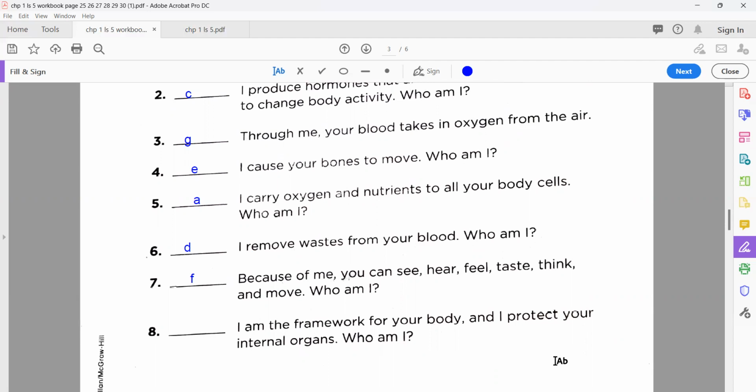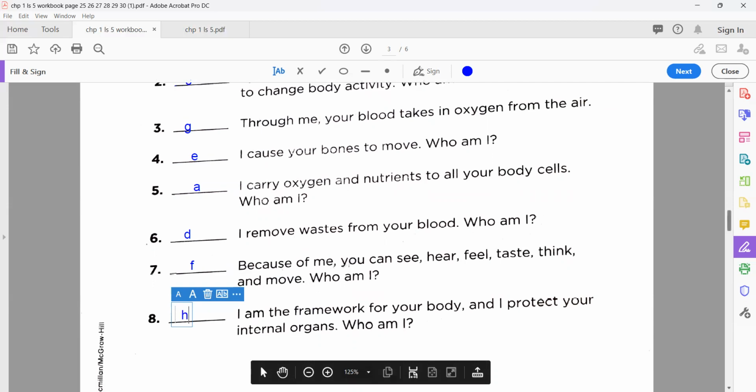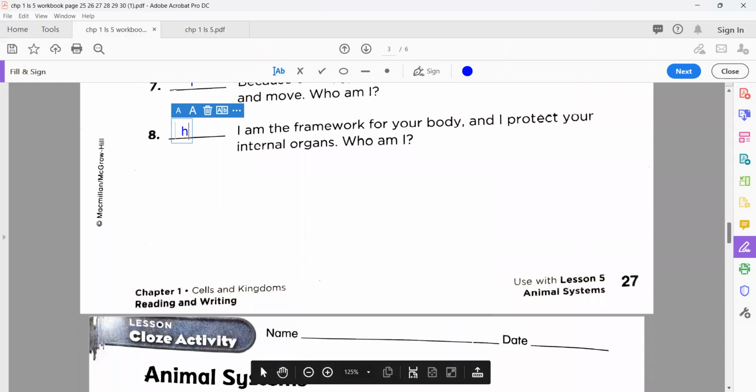So this is due to the hard structure in your body, especially the bones. So that is your skeletal system. Very good. So the best option is here, H. Okay. Now let's move to your workbook page number 28.